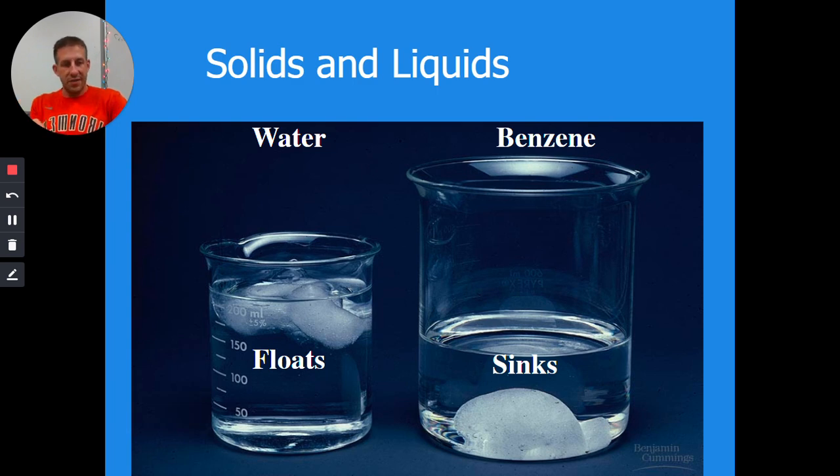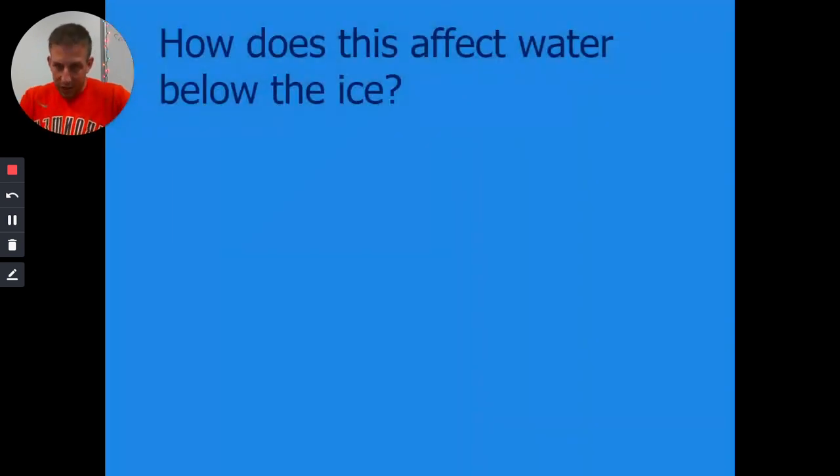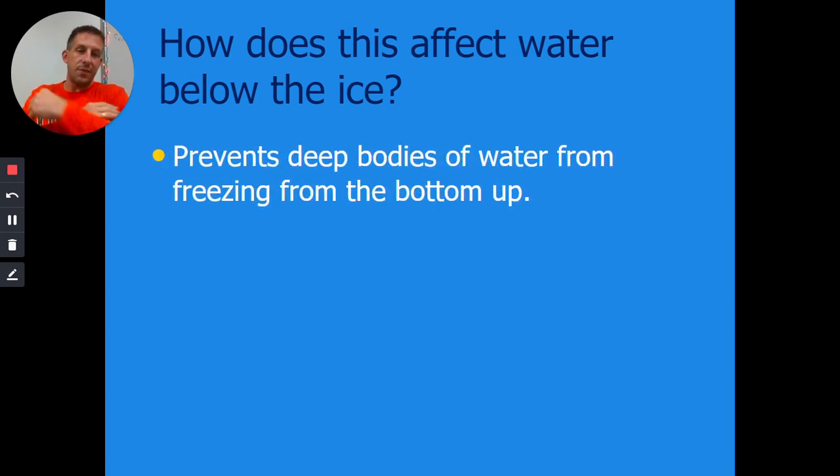Now, I know that doesn't seem like a lot, but that is kind of a really big thing. It affects water below the ice. It affects all types of things below the ice. And so we'll talk about the significance of that here. One of the first things it does, and you don't think about this until it's pointed out to you, is that it prevents deep bodies of water from freezing from the bottom up.